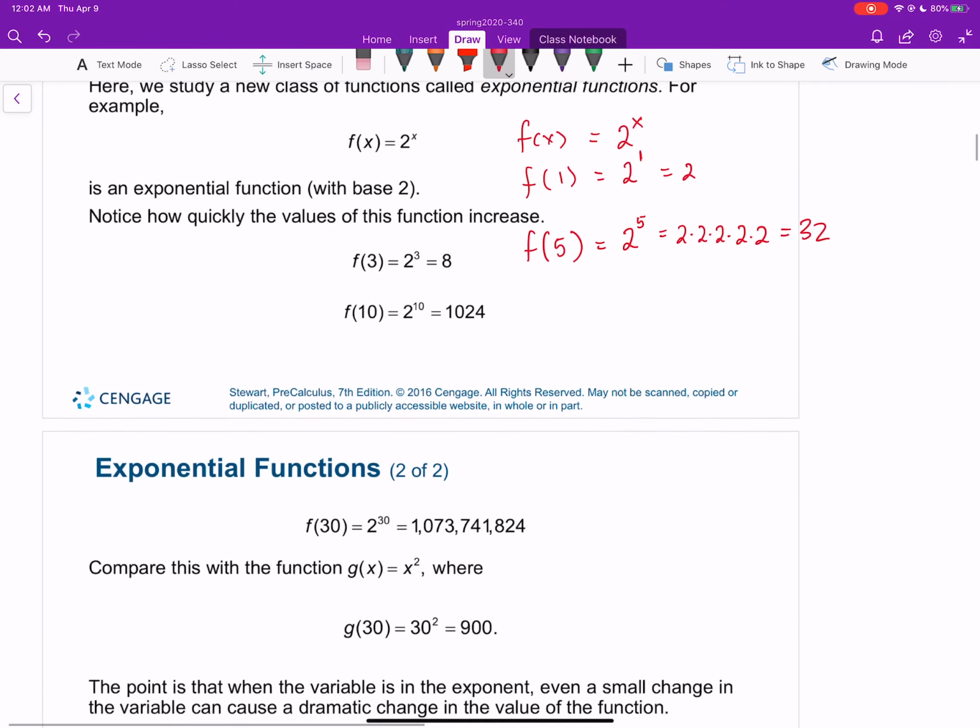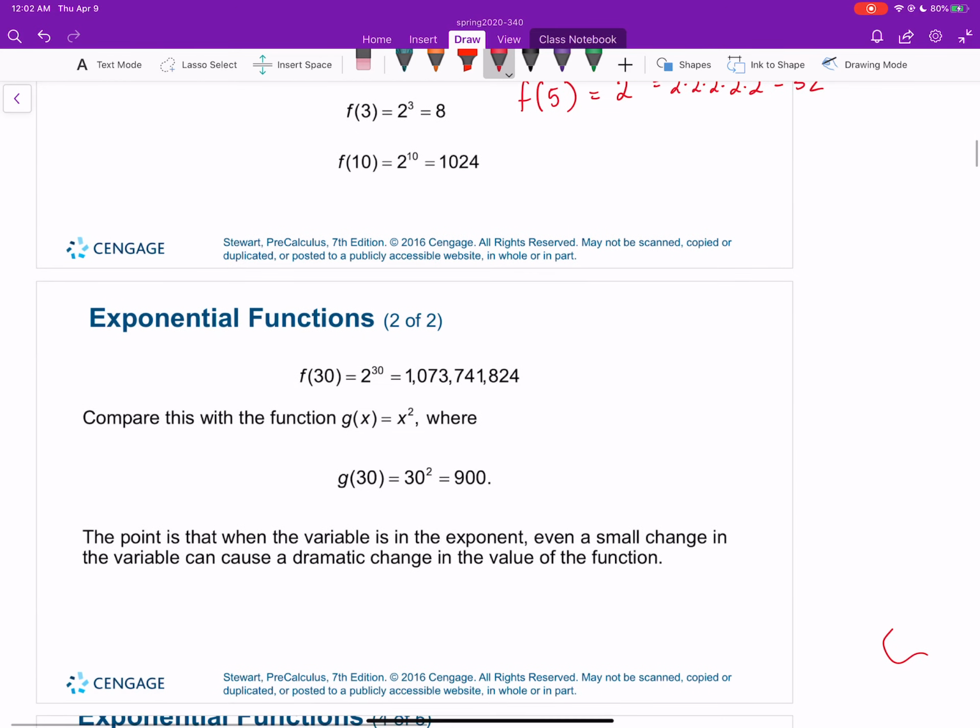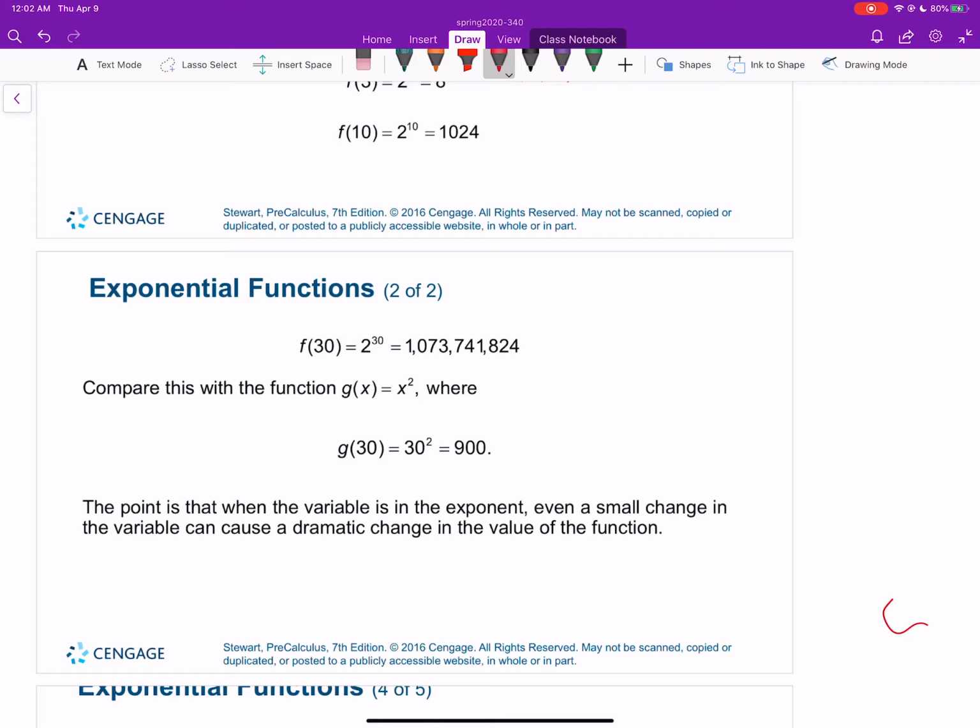All right. So let's see the examples that they have over here. Clearly you can see that if you start off at f of 30, that number is almost in the trillions. And then if you look at g of 30, if it's a squared, a quadratic function, that's really a small number. So that's one of the things about exponential functions.